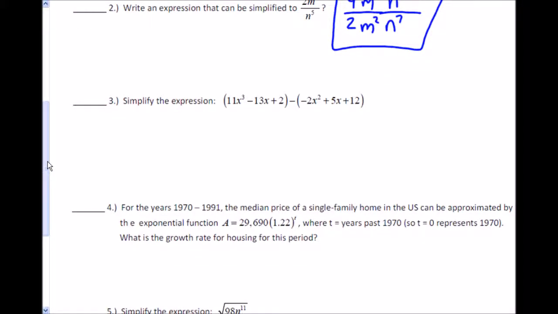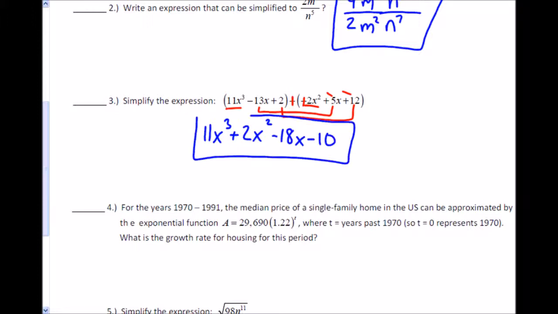Number 3, it says to simplify the expression. And here we're subtracting, which I would always change to adding the opposite. And when we do that, now we're just combining like terms. This one doesn't have any like terms, so it stays as an 11x to the third. The x squared doesn't have any like terms either, so that's going to stay as a 2x squared. The negative 13x and the negative 5x can combine to a negative 18x. And then the 2 and the negative 12 combine to give me a negative 10. And that's it. So again, change subtraction to adding the opposite, combine like terms.